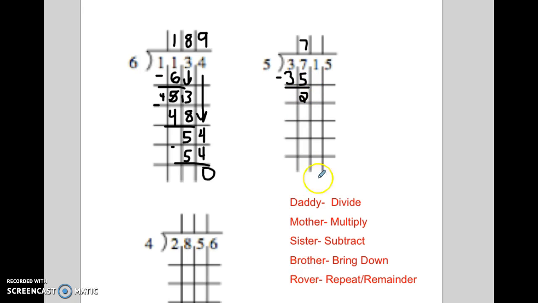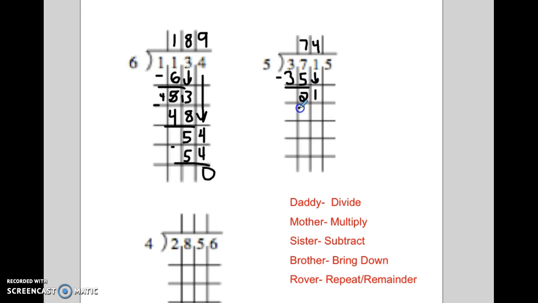So I did my subtract. Now I'm on to brother. Bring it on down. Bring down the 1. And now I got to think, okay, I brought it down. I'm going to have to repeat because I brought something down. So go back up to the top to divide. How many times does 5 go into 21? Well, I know that 5 times 4 is 20, and that's really close. So that's probably as much as it can go in. So 5 times 4 is 20.